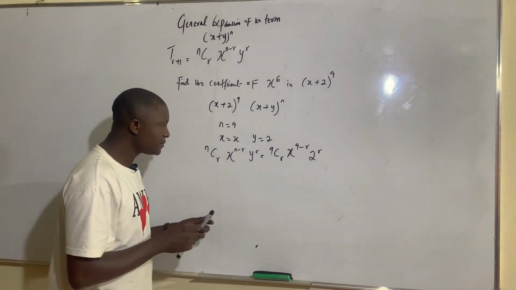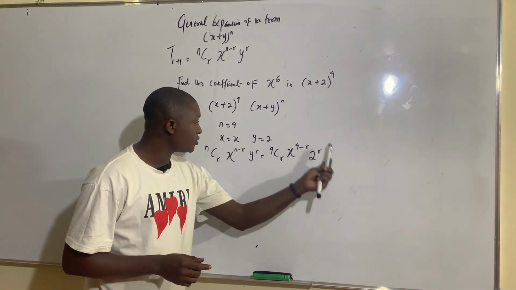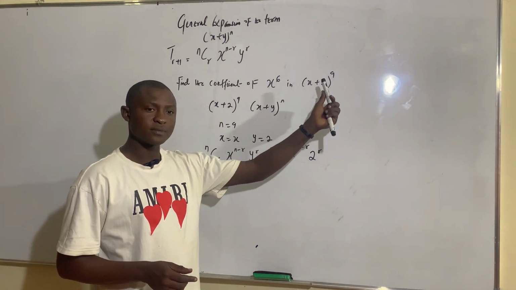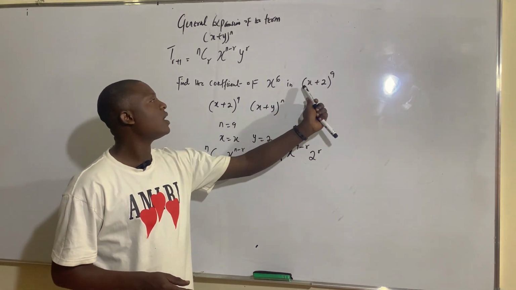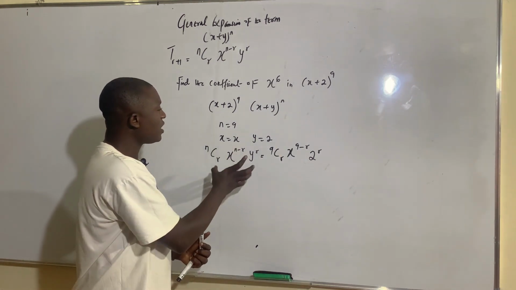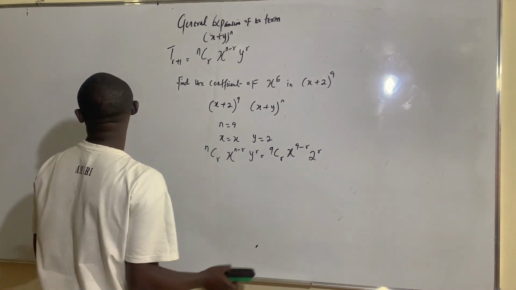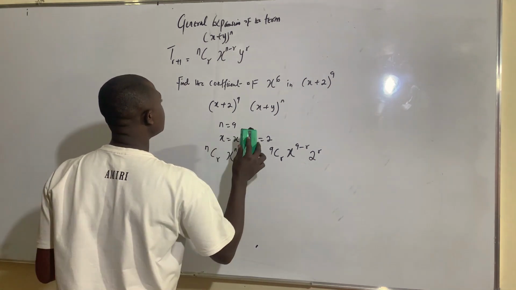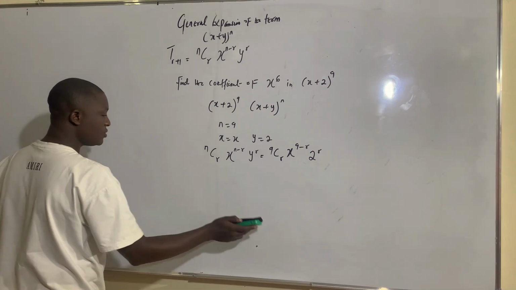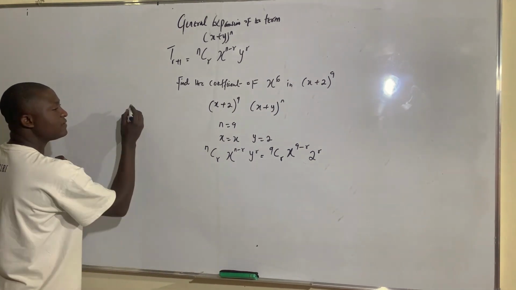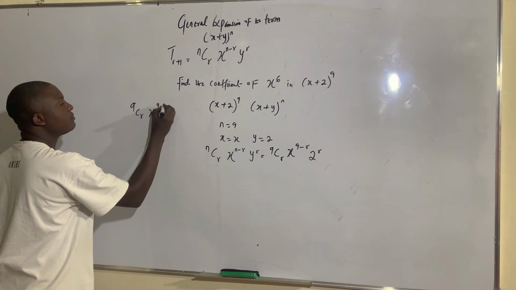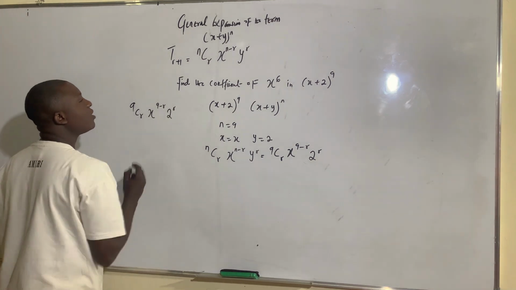So after that, you can see we just substitute the values of what we have in the given problem. Our n is 9. Our x is x. Our y is 2. So therefore, I will just have to expand this. Let me make use of this place so that it will be more interesting. Okay, let me use this side. Now, what I have now is 9 combination r, x raised to the power of 9 minus r, 2 raised to the power of r.